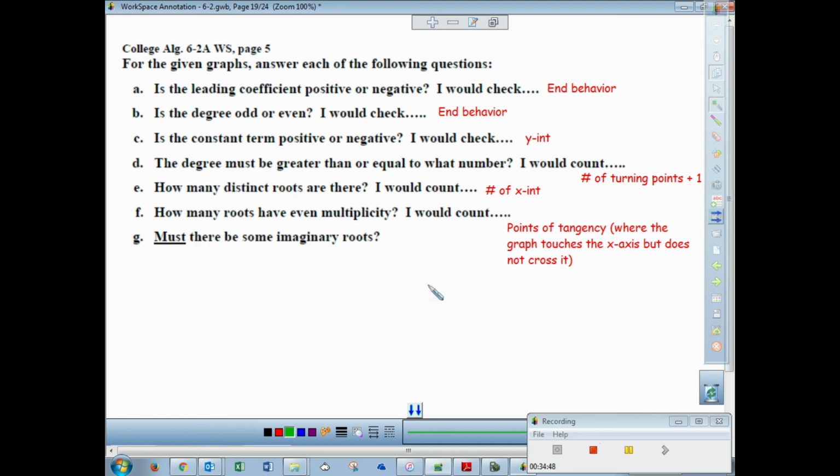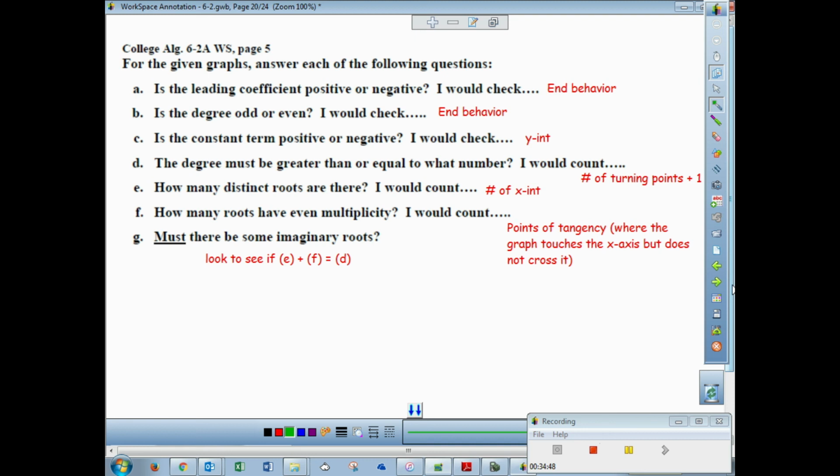And then must there be imaginary roots, right? Real roots cross the x-axis. Imaginary roots do not cross the x-axis. How do you know? Well, I kind of shortened this up. You just look to see if part E plus part F equals part D.